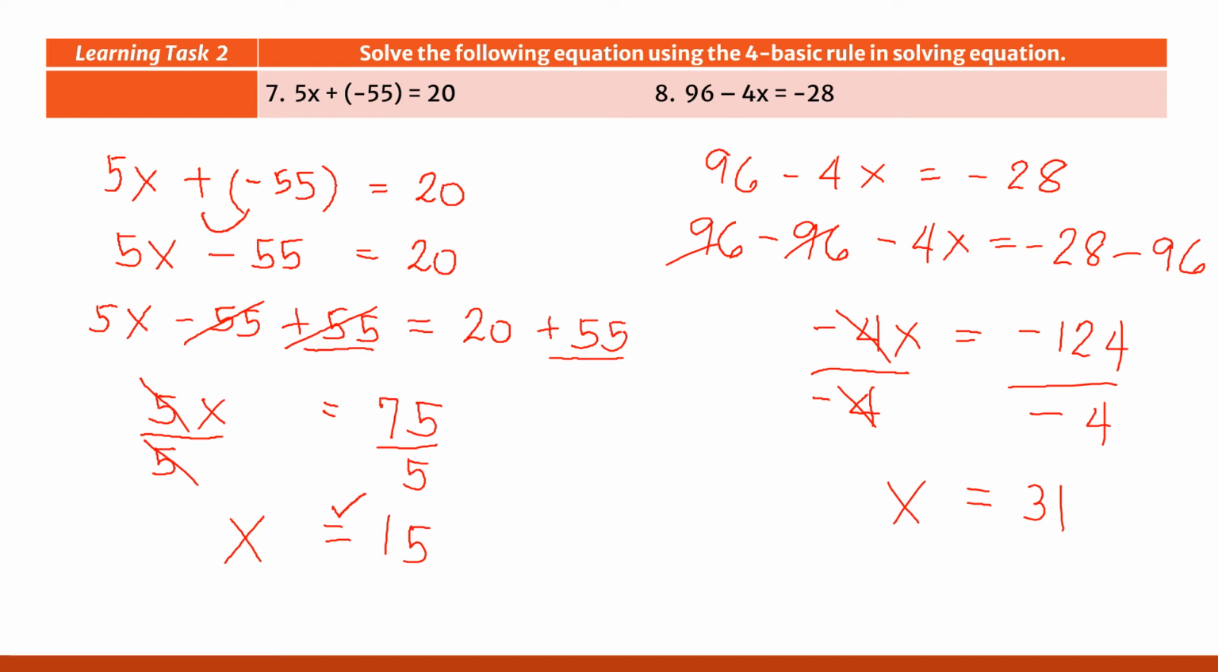So, to check our work, going back dun sa ating equation, 96 minus 4x. 4 times 31 is 124. And 96 minus 124, obviously, is negative 28. That's why x equals 31 here is correct.